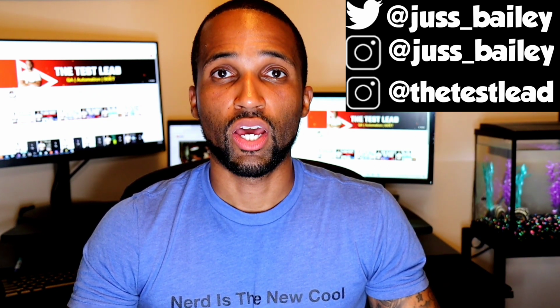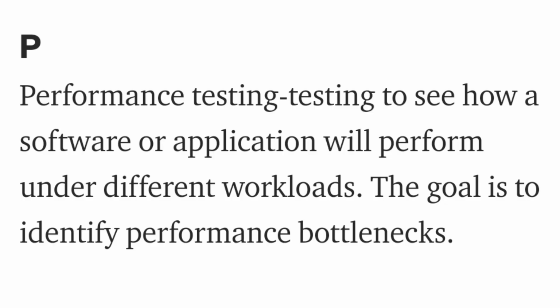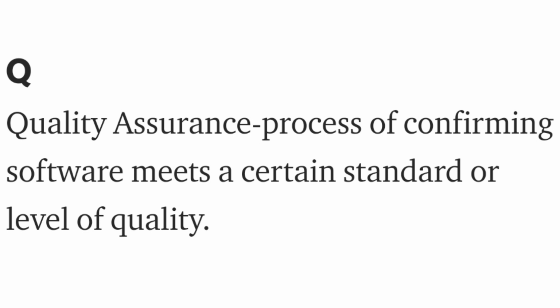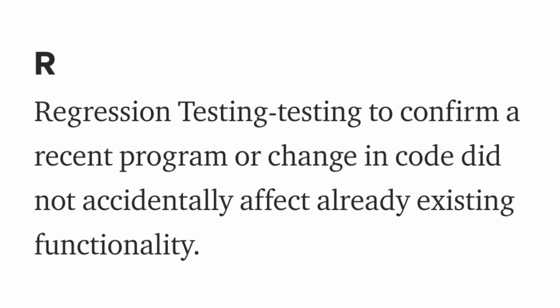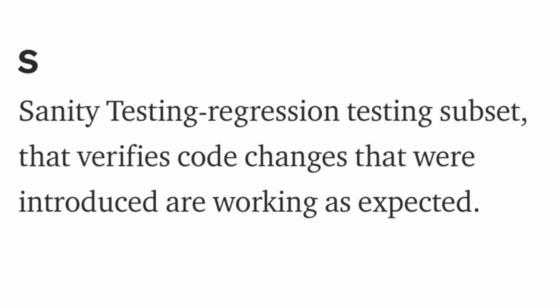Remember, this last part is letters P to Z. P, performance testing. Testing to see how a software or application will perform under different workloads. The goal is to identify performance bottlenecks. Q, quality assurance. The process of confirming a software meets certain standards or level of quality. R, regression testing. Testing to confirm a recent program or change in code did not accidentally affect already existing functionality.